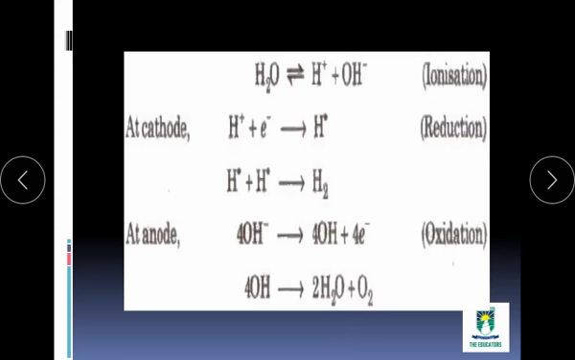Whenever you have to work out the reactions which occur at the cathode or anode, you have to remember that reduction will always be at the cathode and oxidation will be at the anode.